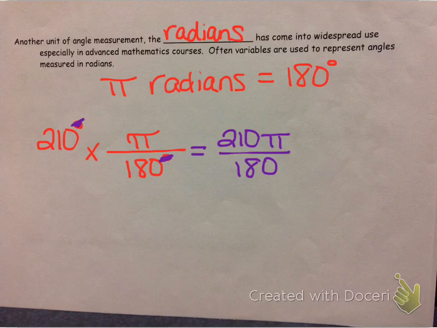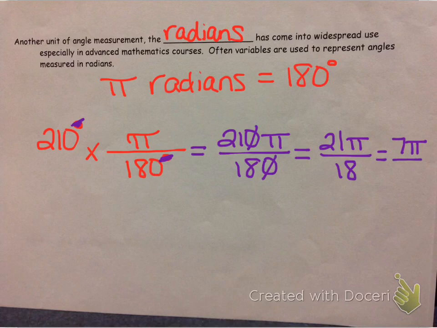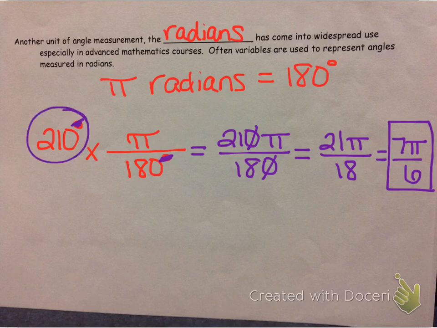And the first thing I would do to reduce it would be to cancel 10 out of it to get rid of the 0 at each end. So I would have 21 times pi over 18. And then, of course, a 3 would reduce out of each one as well, and so I would end up with 7 pi over 6. So 7 pi over 6 is the same angle as 210 degrees. Just like 6 feet and 72 inches are the same length, just different ways of measuring them.